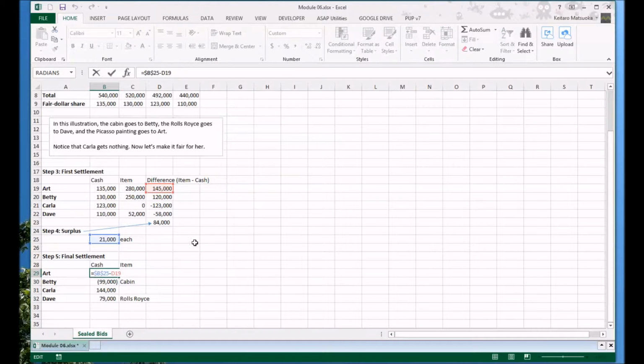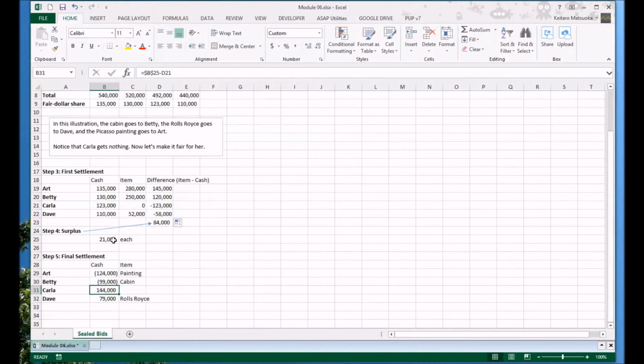So for Art, he has this much money coming in, but then he has to pay out this much. So the net difference is 124,000. He has to pay out this much money, and then he gets the painting. For Betty, she has this amount of money coming in, but then she has to pay out 120,000. So the difference is an outflow of 99,000. That's what the parentheses mean.